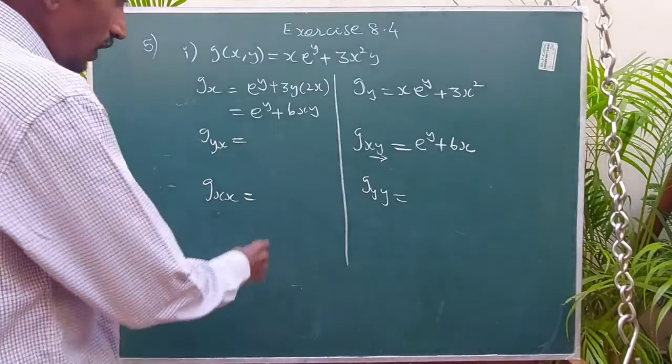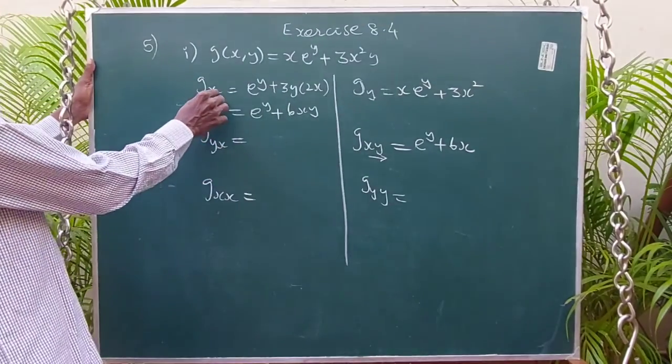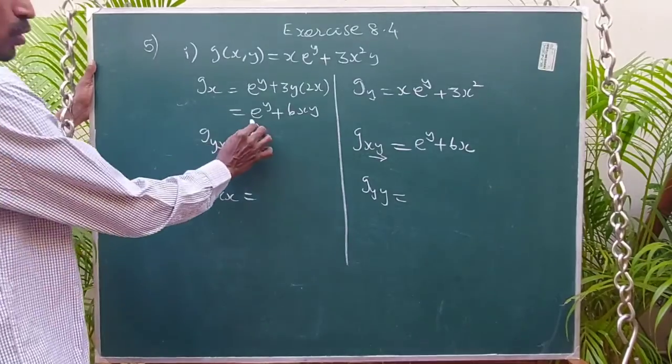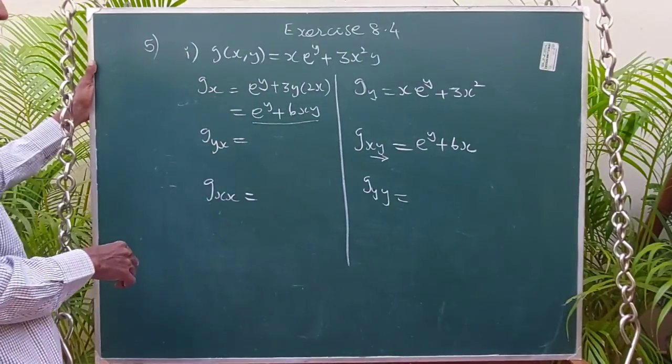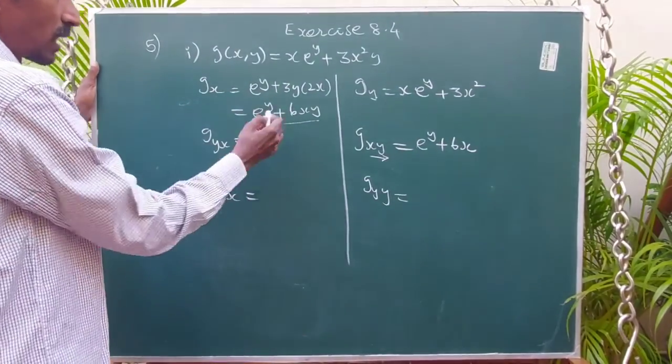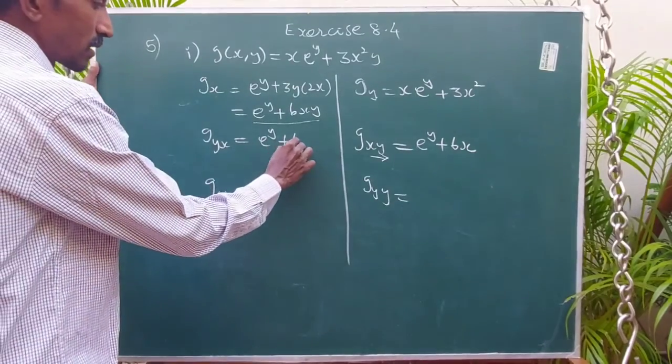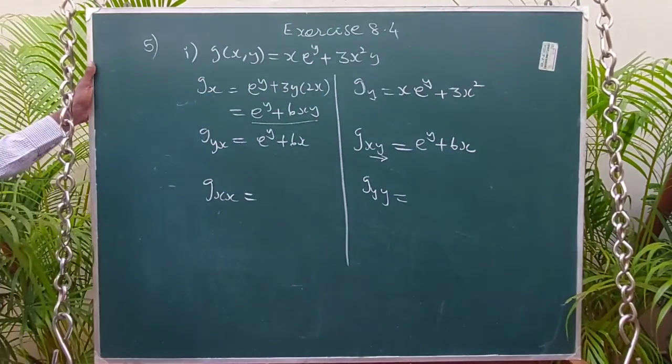And next, g of yx: first with respect to x, then with respect to y. So differentiate this one with respect to y. e power y differentiation is e power y. 6x is a constant, differentiation of y is 1.